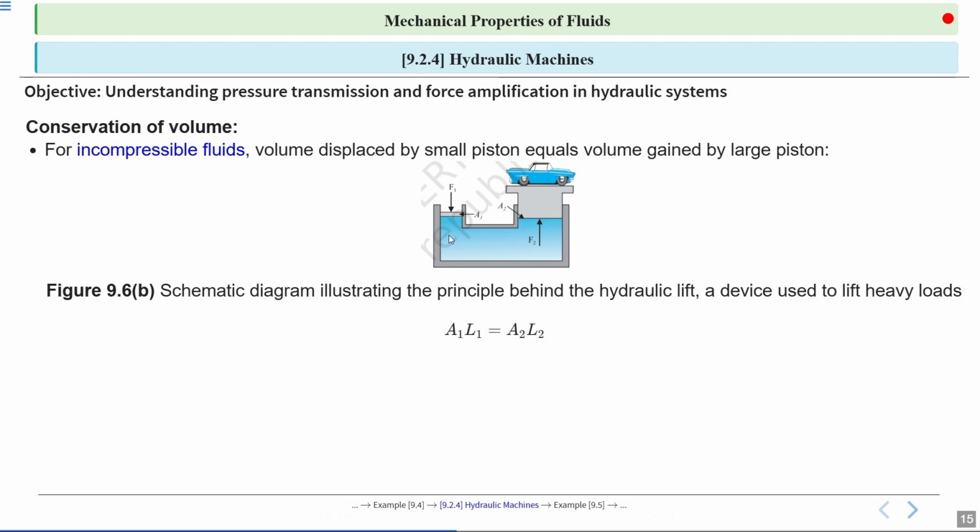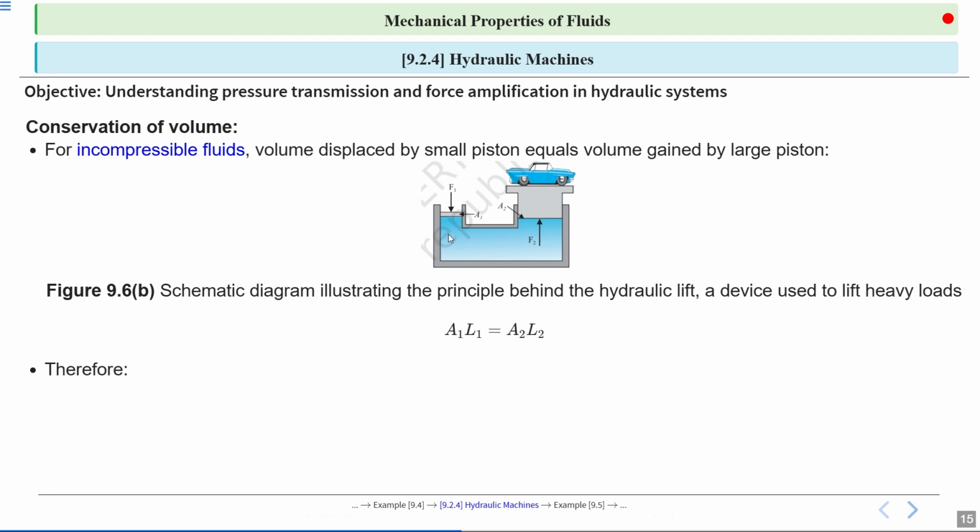So the equation A1 L1 equals A2 L2 represents the conservation of volume in mathematical terms. A1 and A2 are the cross-sectional areas of the small and large pistons respectively, while L1 and L2 are the distances they move. This equation shows us that the product of the area and the distance moved is constant for both pistons.